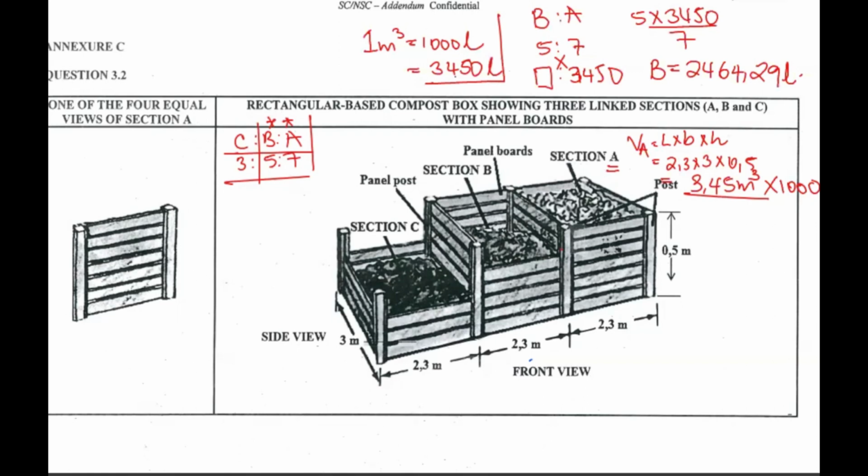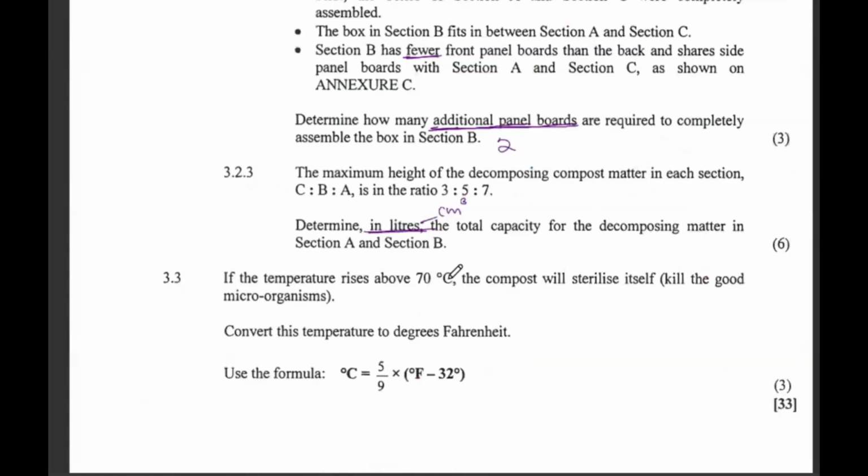All right, we go to the second question. If the temperature rises above 70 degrees, the decomposing will sterilize it, so it kills the good microorganisms. Convert the temperature to degrees Fahrenheit. We are converting the 70. But take note, 70 is in the place of C, so it will be 70 equals 5 over 9 into brackets F minus 32, brackets closed.